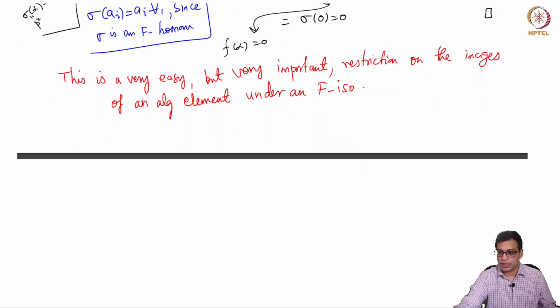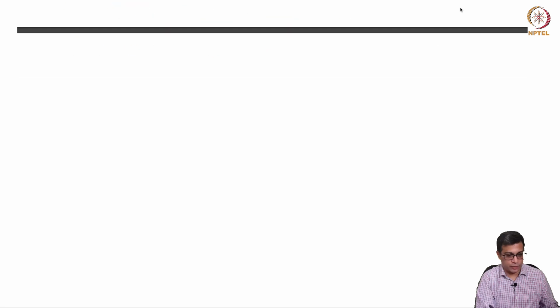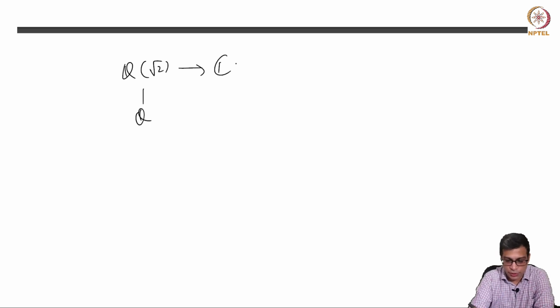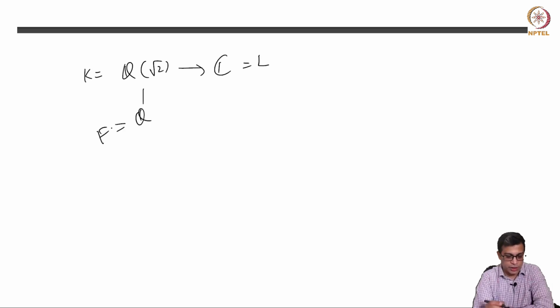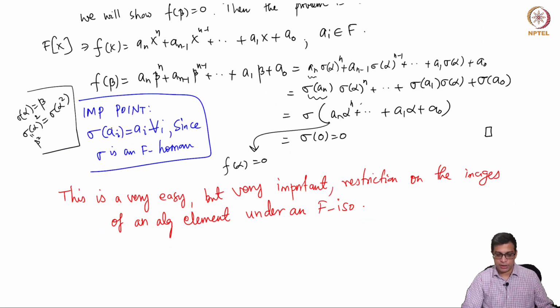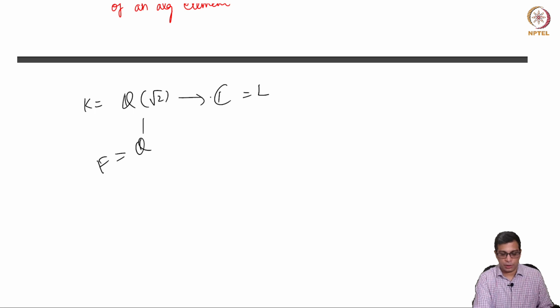Okay, so just to illustrate this, if you have Q(√2) over Q, and you consider this. So in our situation, I'll take this to be K, I'll take this to be L, and I take this to be f, right? So this is the situation. K, L are any extensions, and I am thinking of this as a Q-homomorphism.